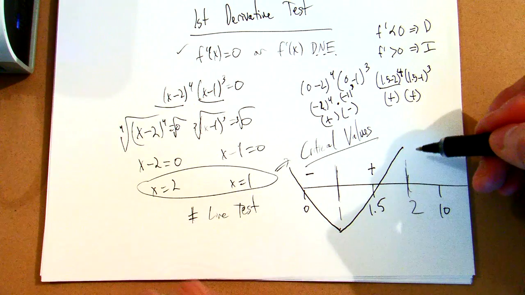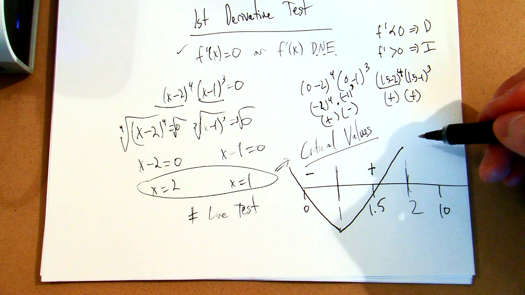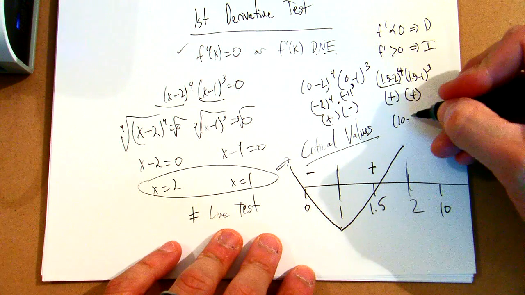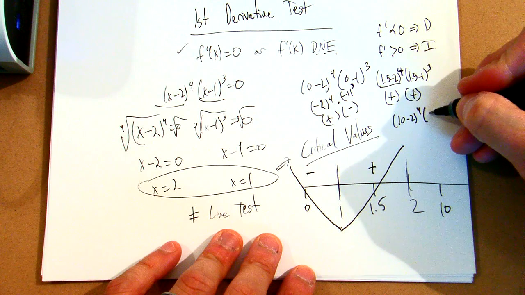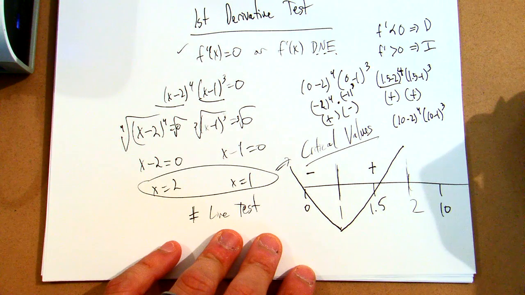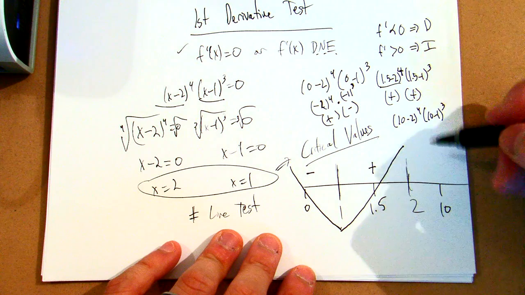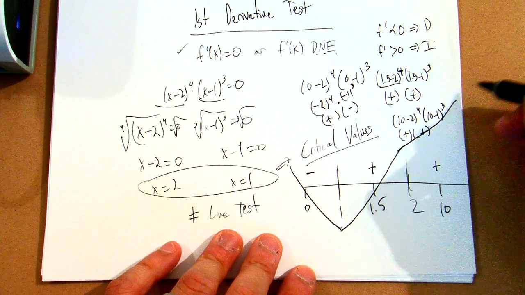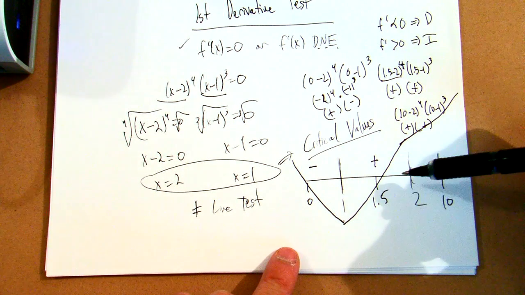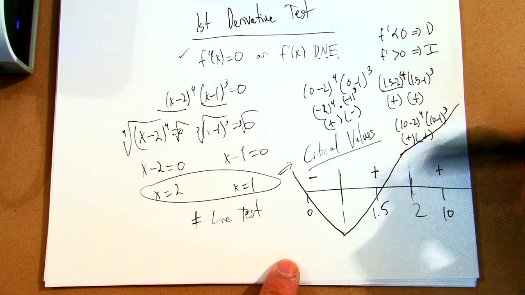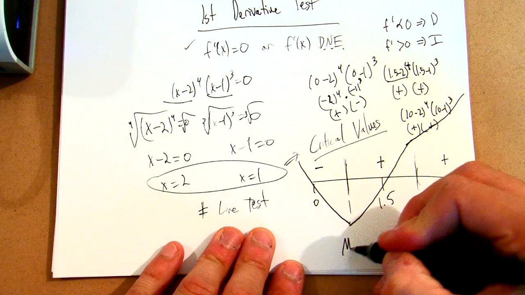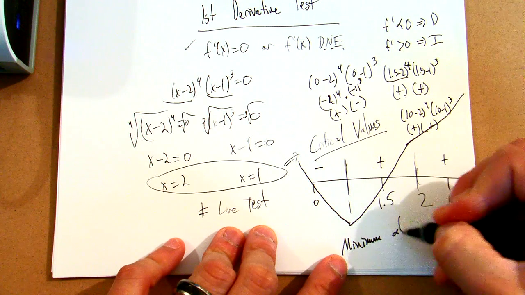Now we're going to check at 10. If we plug it in, it's going to be (10 minus 2) to the fourth times (10 minus 1) cubed. What we get is a positive times a positive, which is another positive. So this continues to increase. You can get a very clear picture of what your function looks like, and then you can just pick the answer. So clearly, we have a minimum at x equals 1.